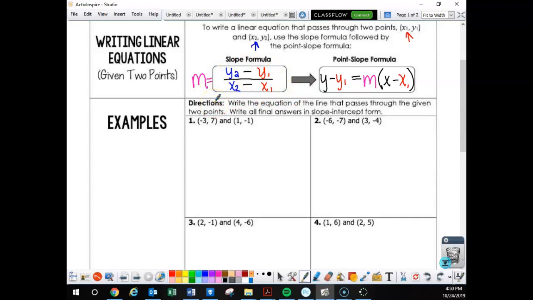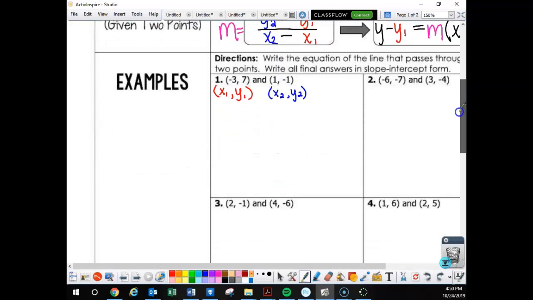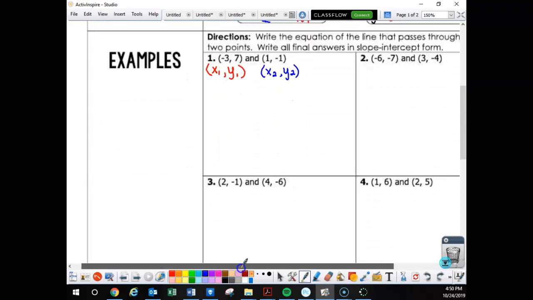Alright? So let's look at number 1. So number 1, I have -3, 7, and 1, -1. Right? So you're going to identify your points. So I can make this one x1, comma y1, and this one x2, comma y2.